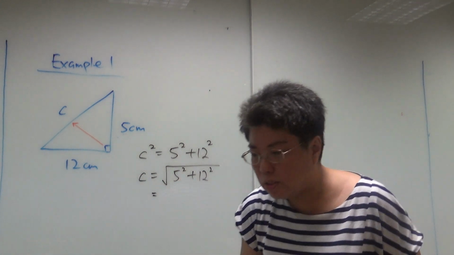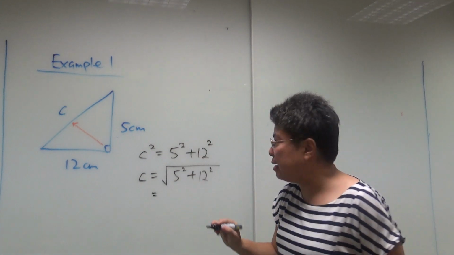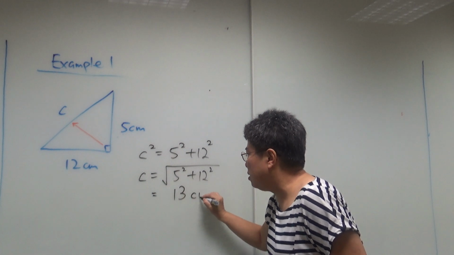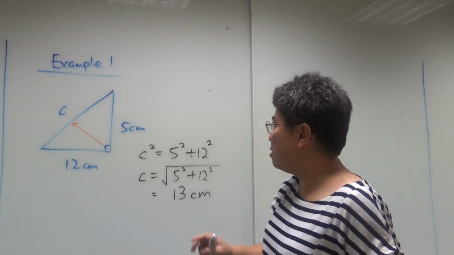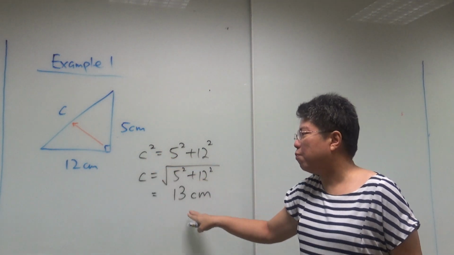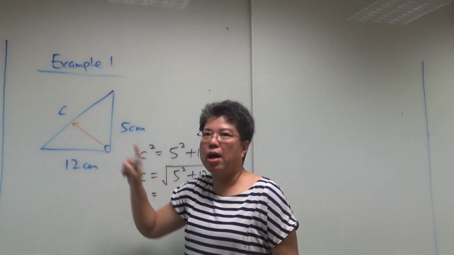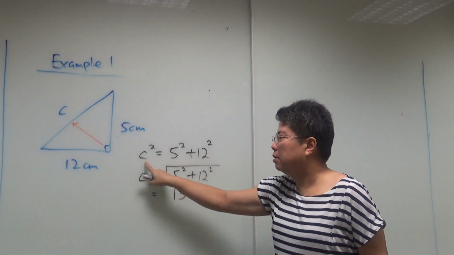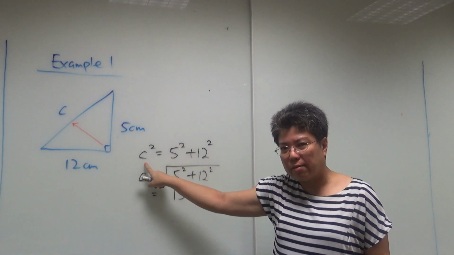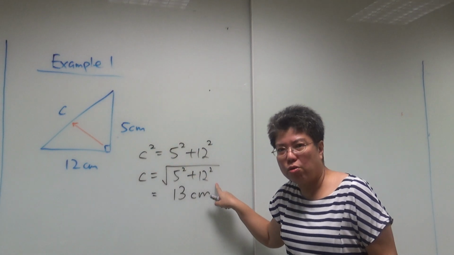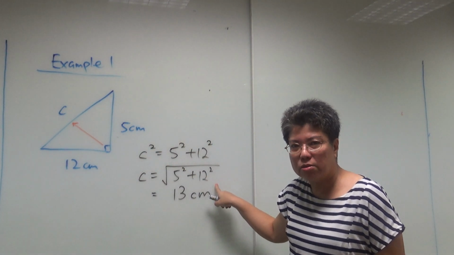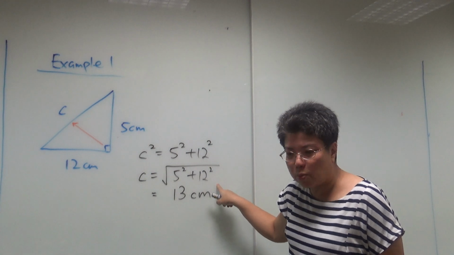If you key it into your calculator, it should be 13 cm. So this is how we find out the length of the unknown. Take note, the hypo must be alone on one side. And for a square, to get rid of the square, it becomes a square root on the other side. This is what we have done so far, and you've learned it in Sec 1 as well.